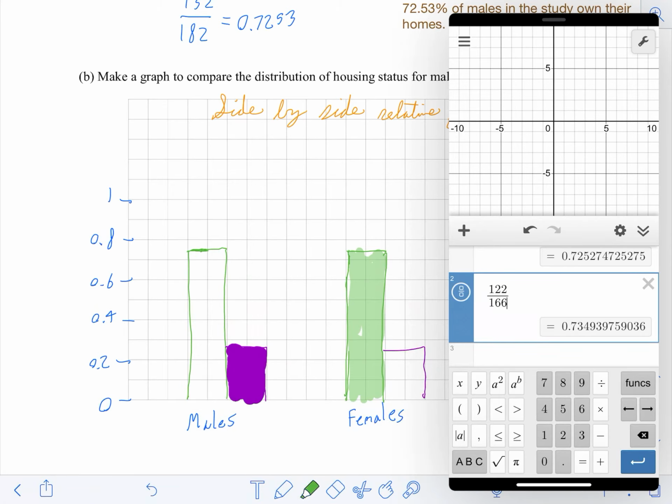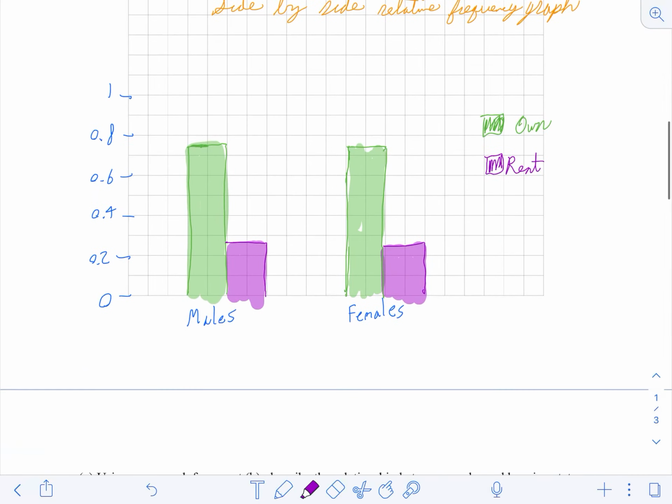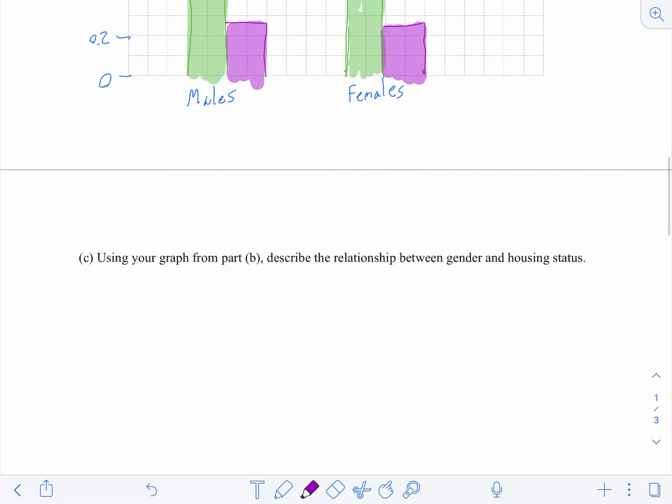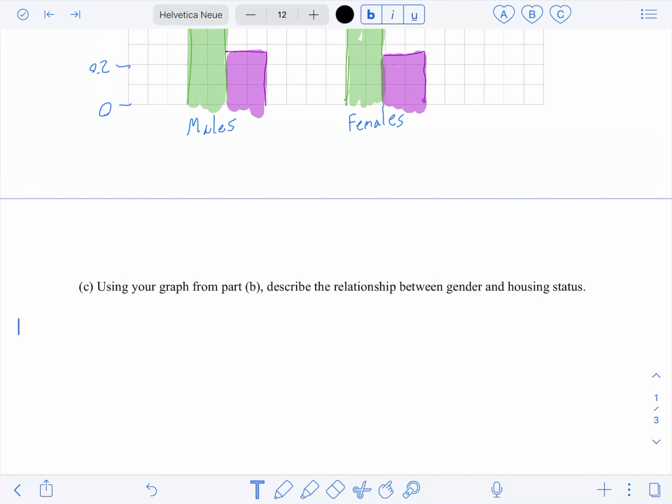what you're going to be saying in the next paragraph, because you know what the question is. Okay, how do these compare? Does somebody's gender have any effect on their ability to own a home in this random study? And it definitely doesn't look like it, because males, 72% of males have it, 73% of females. That's not a very big difference. And so that's what we're going to write down in question C. Use your graph from part B. Describe the relationship between gender and housing status.